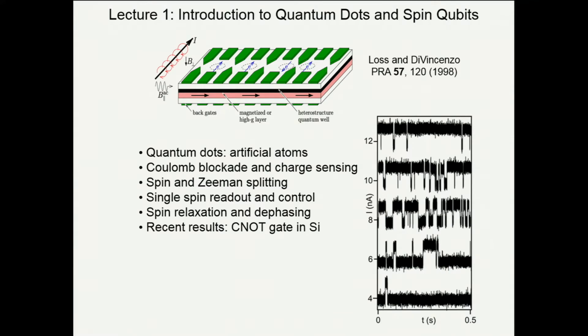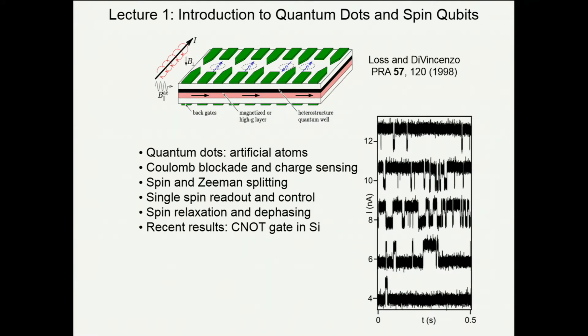And so we need a way of actually measuring charge states. I'll talk about single charge sensing, and then we'll transition to the spin degree of freedom. Now that we have an electron trapped in a semiconductor heterostructure, we want to look at its spin. So we'll turn on a large magnetic field so that the spin states of that electron, spin up and spin down, are Zeeman split by the Zeeman energy.